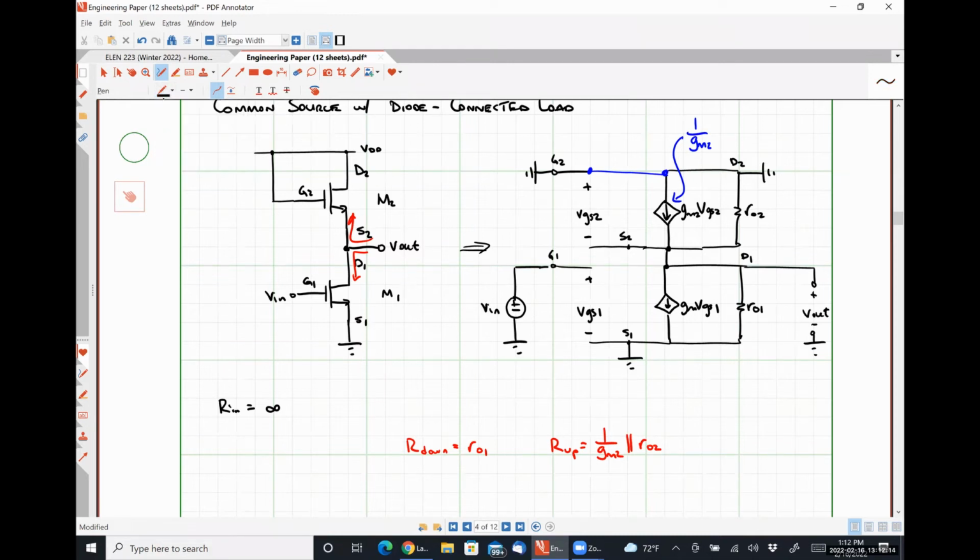So from that, what is our output resistance? Absolutely right. R up in parallel with R down every time. So ro1 in parallel with ro2 in parallel with 1 over gm2.